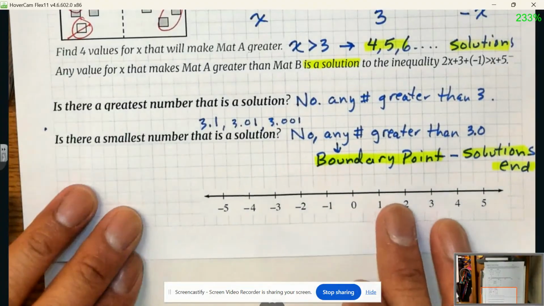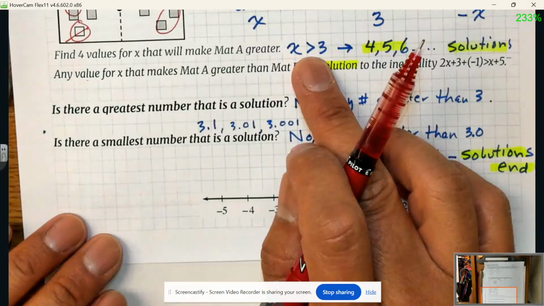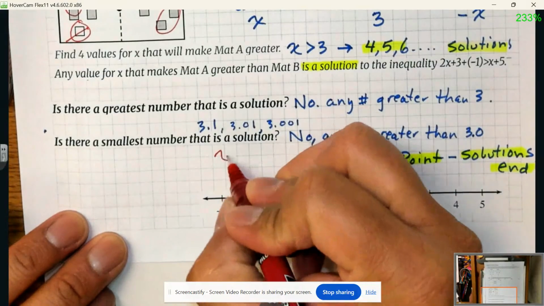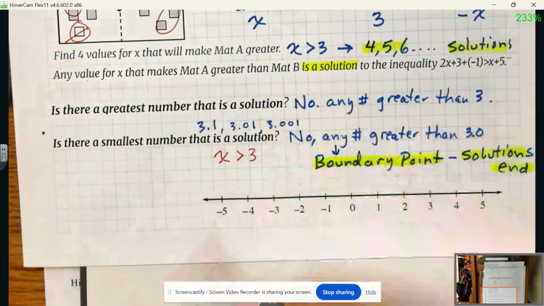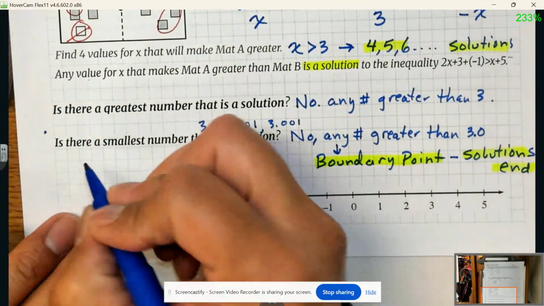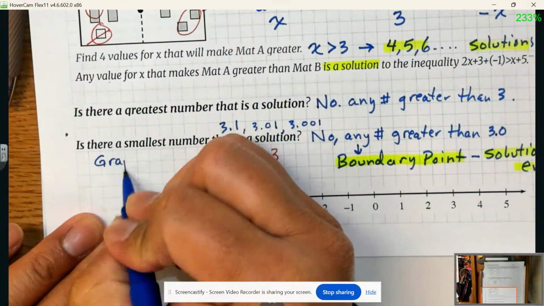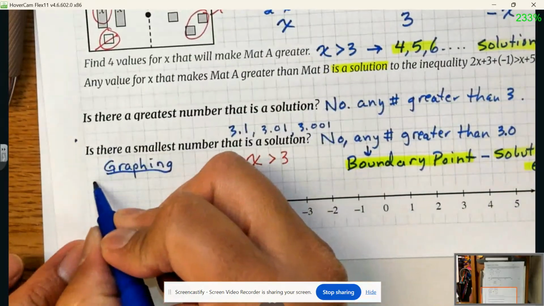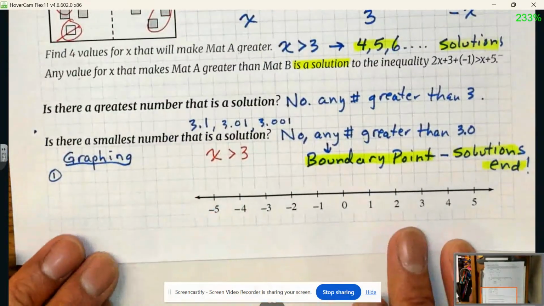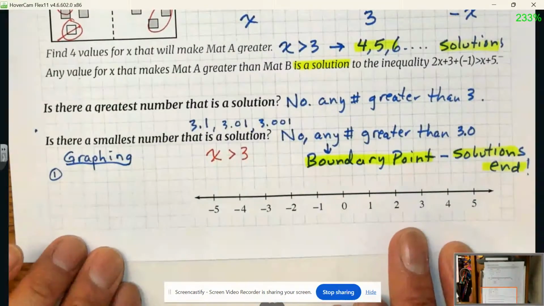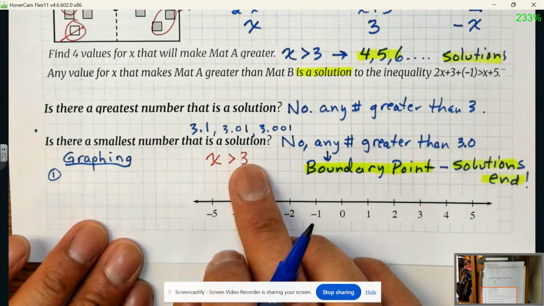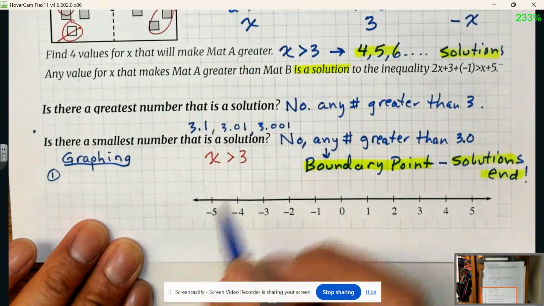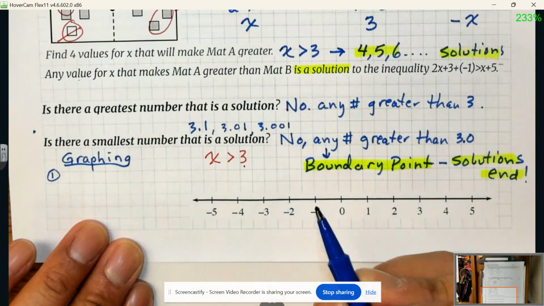So now, what we're going to do is we're going to graph it. What if x was greater than 3? How would we graph that? Okay, so here's what we are graphing. X is greater than 3. So our first step in graphing an inequality, let's put the steps here. Okay, so step 1. What we're going to do is mark the boundary point. So if x is greater than 3, where do all the solutions greater than end? Where do all the solutions less than end? They end at 3. So basically that number that's being compared to x.